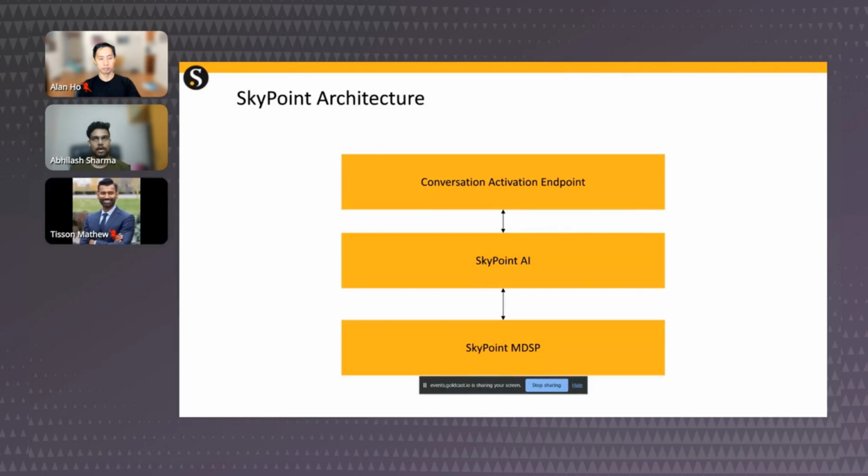Right now we support 3 of them, one being the ChatGPT plugin, the other being a UI catered specifically in the SkyPoint MDSP platform, and the third being a chatbot on Teams. We'll be supporting a bunch more in the future. So that's the surface level architecture. Now let's go into the different types of data sources that SkyPoint AI supports.